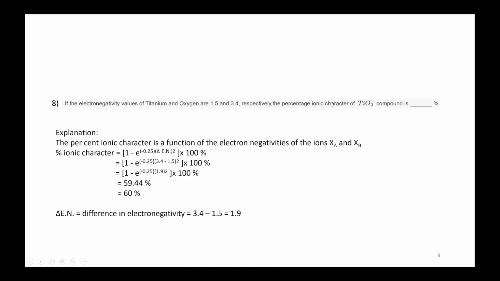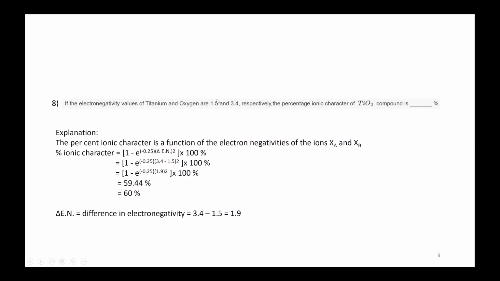Now the 8th question is, if the electronegativity values of titanium and oxygen are 1.5 and 3.4 respectively, the percentage ionic character of titania compound is? You have to tell the percentage of ionic character. For ionic character, you have a simple formula: 1 minus exponential of minus 0.25 times the difference in electronegativity squared, and for the percentage you have to multiply it by 100.